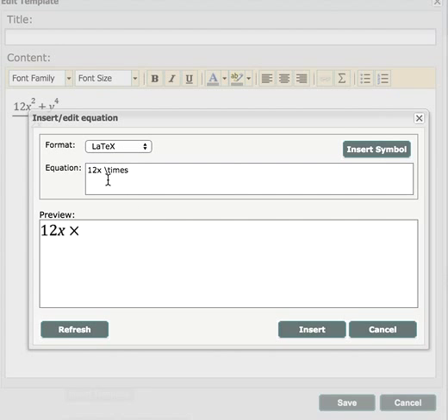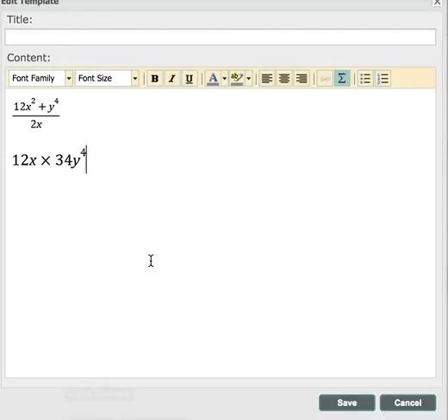You can see, look what it does. It puts in a times sign, but look what it put in right up here. So 12x times 34y to the fourth power. Ooh, boy, it gave me a little error there for a second. So then you click insert, and it makes a nice little equation for you.